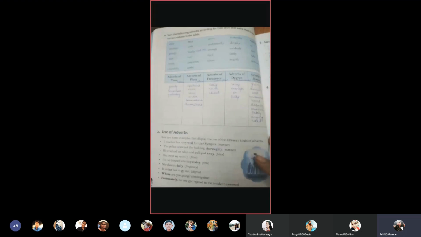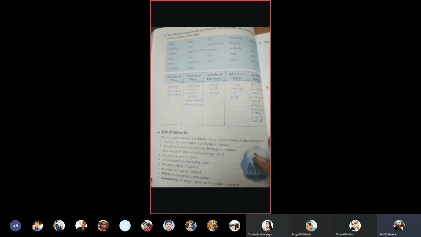Now coming to use of adverbs. That means where these adverbs are used. Here are some examples that display the use of different kinds of adverbs. I coached her very well for the Olympics. Now, in what manner have I coached her? Well. The police searched the building thoroughly. In what manner did the police search? It searched thoroughly. Clear?